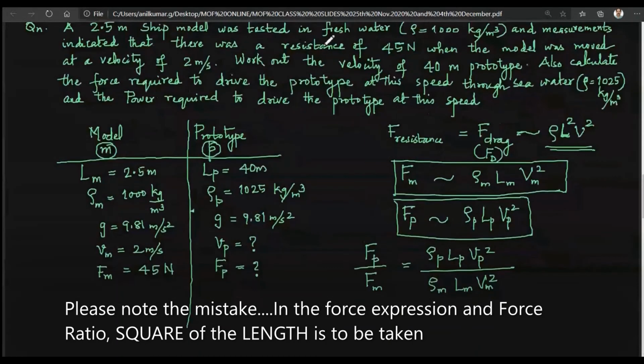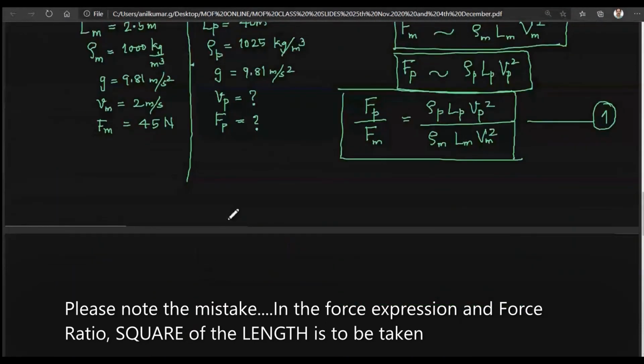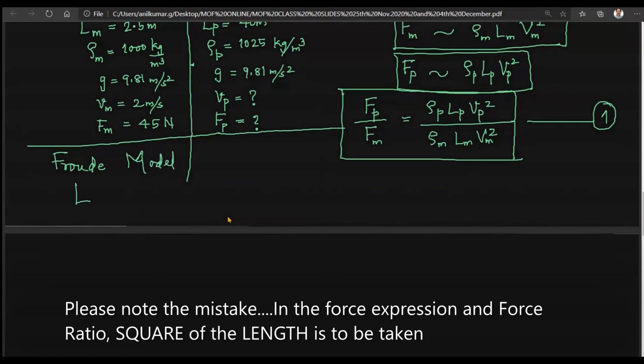In this context, which model law has to be applied? That's very important. This is the force ratio, and finally we find the force from this. Now, which model law has to be made use of? As I told you already, the ship is moving in water, seawater, and the gravity force is involved, as it is an example of free surface flow. Therefore the Froude number is important, and the Froude model law is relevant in this context.